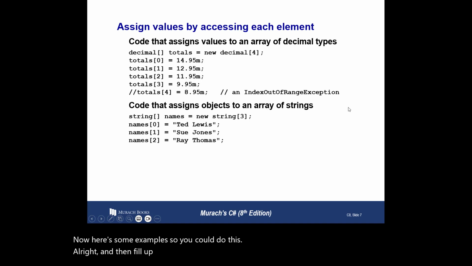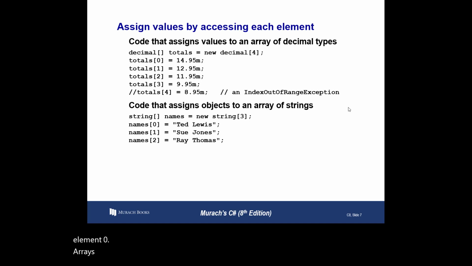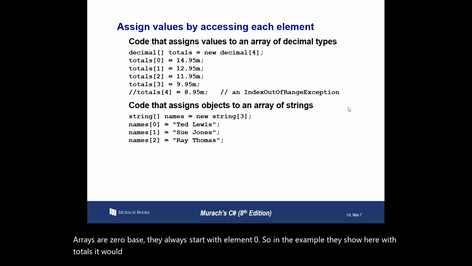You'll notice that arrays, the first element in the array is element 0. Arrays are 0 based. They always start with element 0. So in the example they show here with totals, it would be totals[0], totals[1], totals[2], and totals[3], as are shown right there.